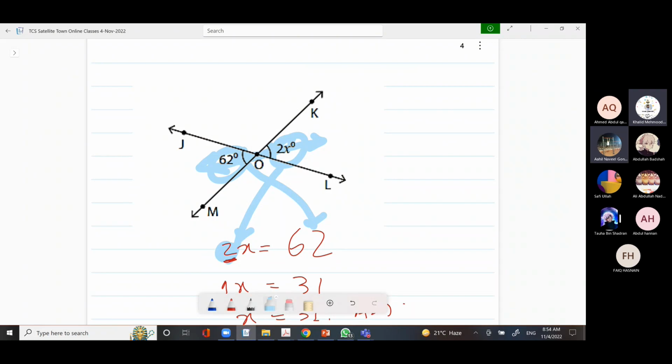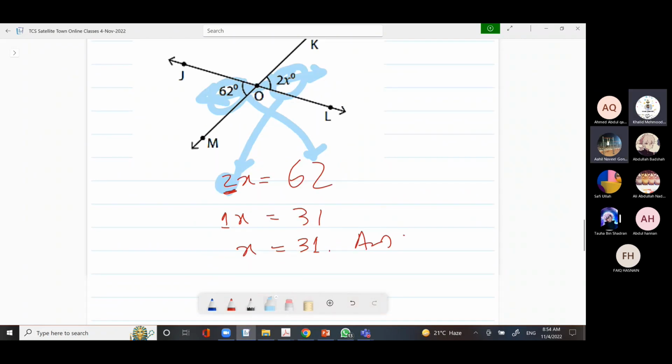So we say that 2x is 62. Then we'll do it mathematically: if 2x is 62, then half of 2x is 1x, and half of 62 is 31. And 1x means x. So x is 31, and that is our answer. Got it? Can you now explain again? Okay, yes, I'll explain again.